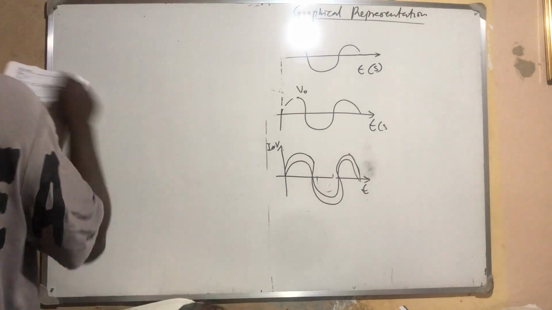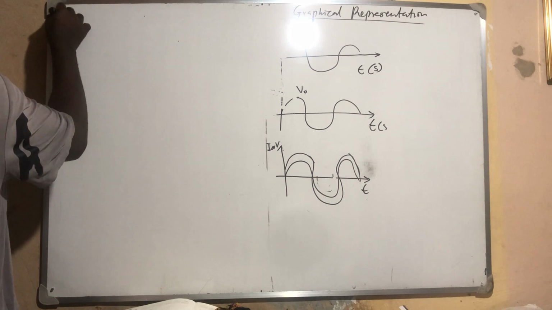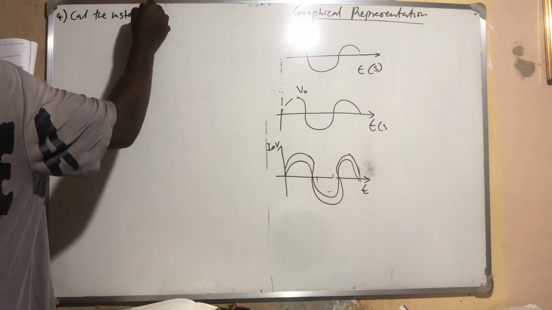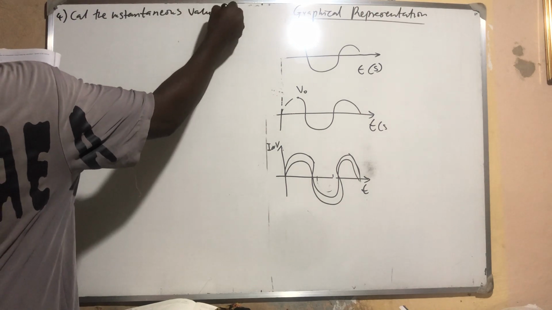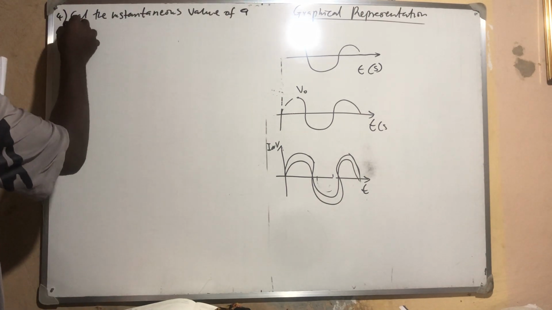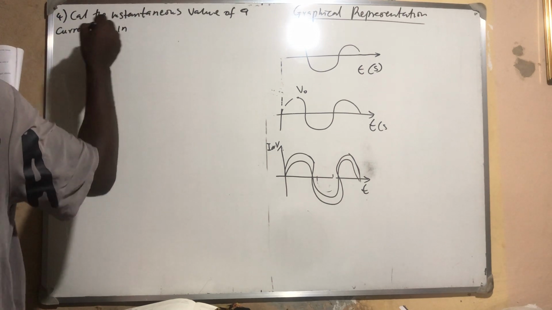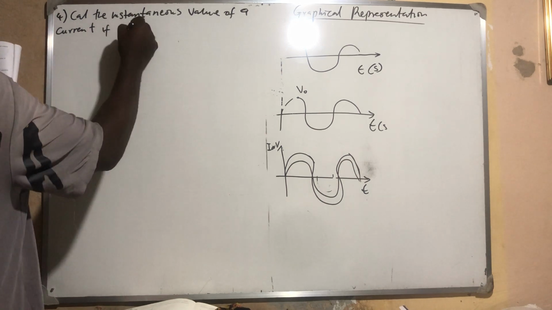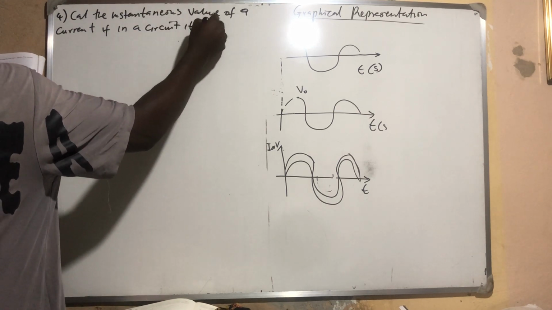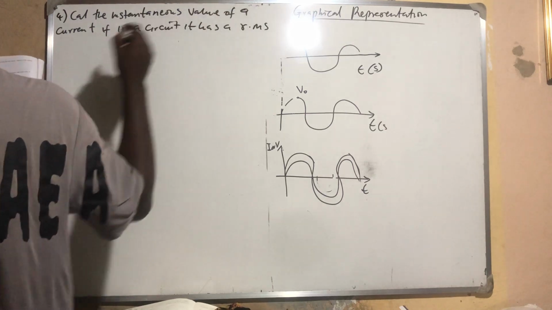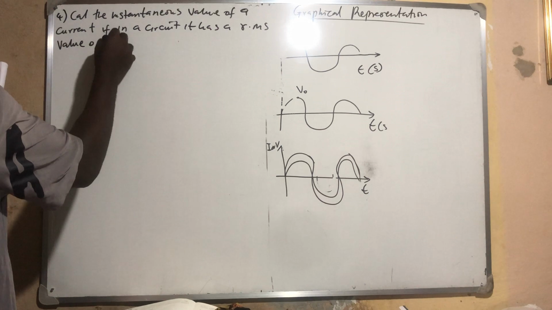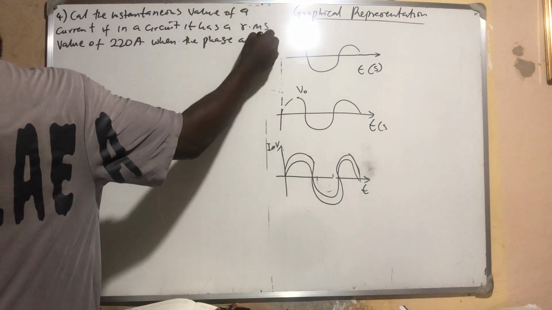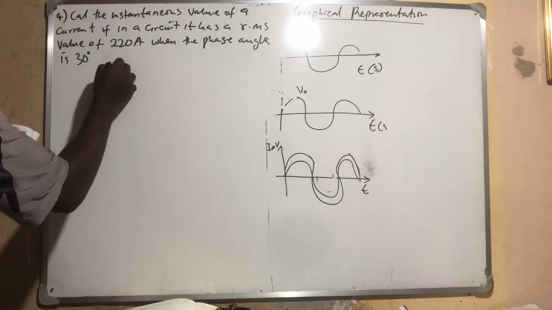So the next one. Right? So the next one said, number 4 said, calculate the instantaneous value of a current if in a circuit it has a root mean square value of 220 ampere when the phase angle is 30 degrees. Solution.